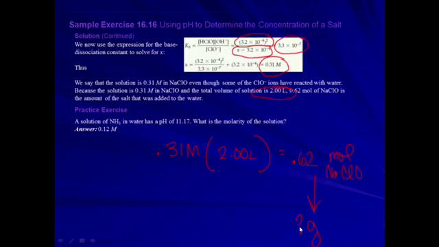For reinforcement, you should try that practice exercise where they give you a solution of ammonia in water that has a pH of 11.17. What is the molarity of the solution? So go ahead, you're obviously going to need some Kb values in this particular one.